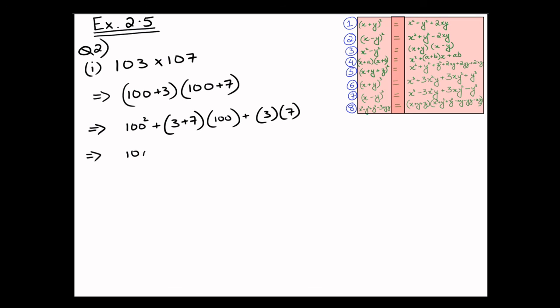So out here, I get 10,000 plus 1,000 plus 21, which is nothing but 11,021. And if you want to directly multiply, we can also do that and check, we'll get the same answer. However, we were able to do this with the help of the identity.